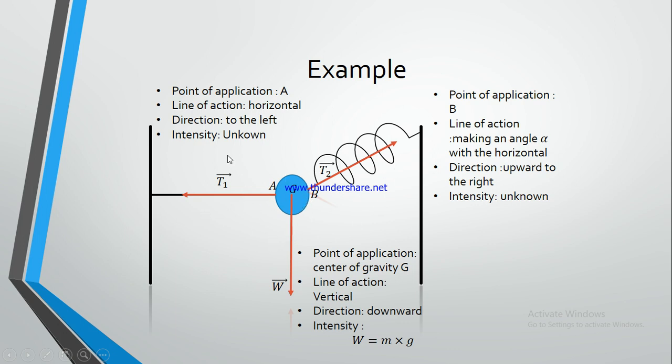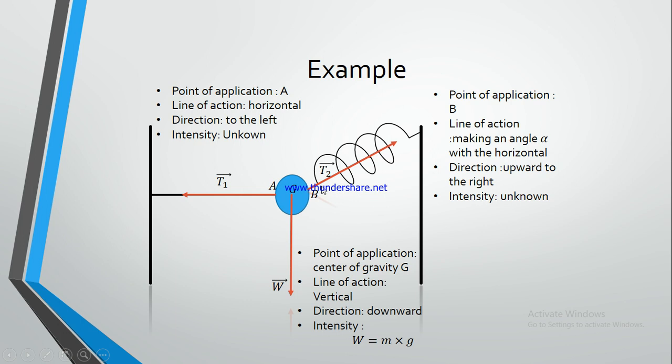The first force is the tension of the string. We can see that the string attracts the ball horizontally to the left. So the force starts at the contact point A, and it's horizontal to the left, and we can't know the intensity of the force. We may measure it using a dynamometer.